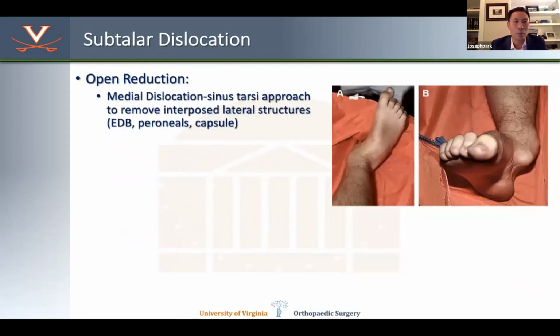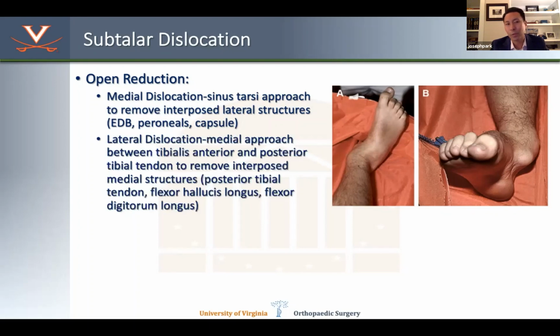But often these require an open reduction. A medial dislocation, you'll have to make a lateral incision to remove all of those lateral tissues that are stuck in the joint that make it so that it won't reduce. And the opposite is true for lateral dislocation.